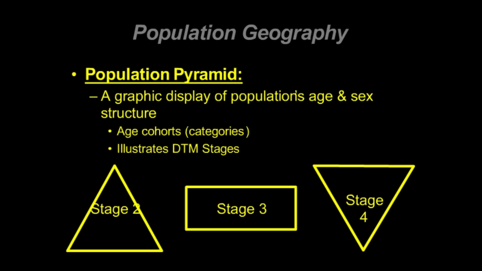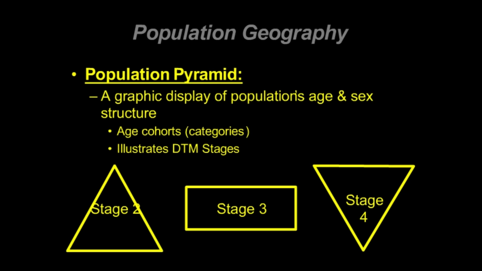A very useful way to showcase the demographic transition model, and how countries transition through these various stages, is population pyramids. These are a graphic display of a population's age and sex structure. What it does is divide a population up, first off, males on one side, females on the other, but then looks at the different age brackets, so 0 to 5, 6 to 10, 11 to 15, and so forth.